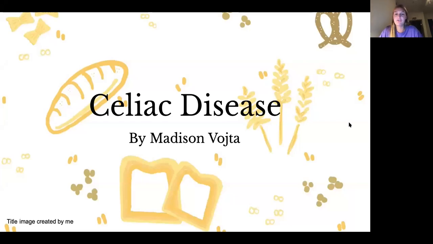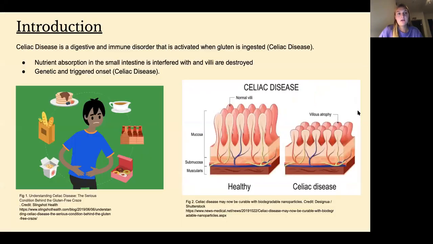This is my final project for Anatomy 202 lab, and this is on celiac disease. A quick introduction: celiac disease is a digestive and immune disorder caused when gluten is ingested, and the nutrient absorption of the small intestine is what is interfered with because the microvilli start to atrophy and break down. We see this photo with healthy villi with long finger-like projections, and the mucosal layer can have lots of nutrient absorption.